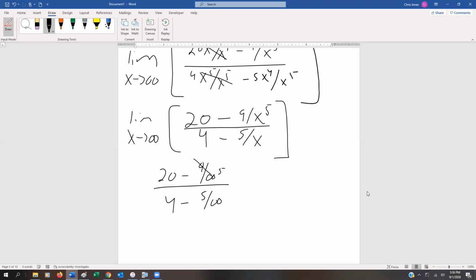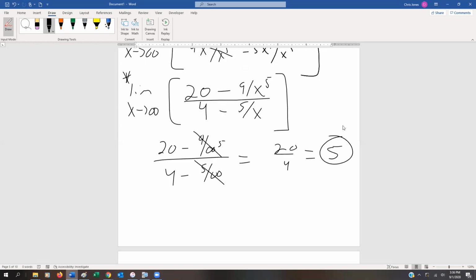And what happens when we divide by infinity? It just goes to 0. Any constant divided by infinity. So this just winds up being 20 over 4, which is equal to 5. We could do the exact same thing, especially at this step, when we evaluate negative infinity.